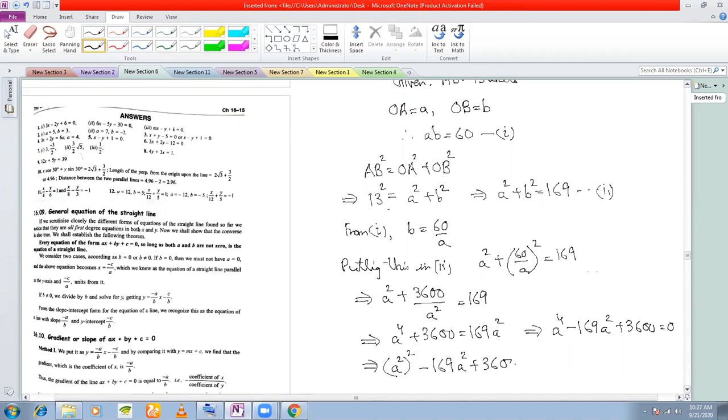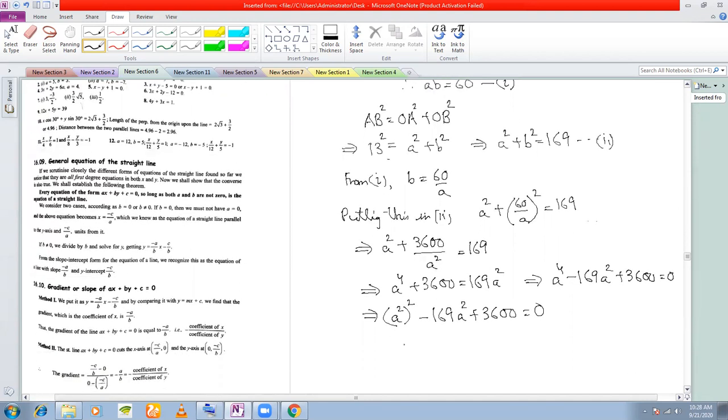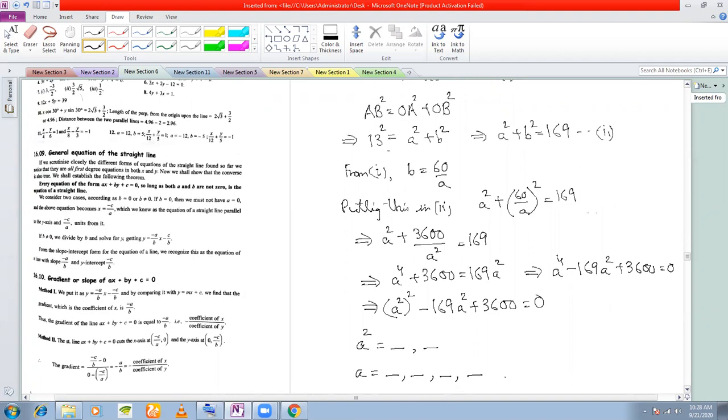Okay, you get a quadratic in A square here. So what happens? For this, you will get two roots. You will get A square is equal to something. You solve, you will get A square is equal to something. And again, A square is equal to the first value will give you two roots. Actually, you will get four values of A. And similarly, you will get four values of B also.